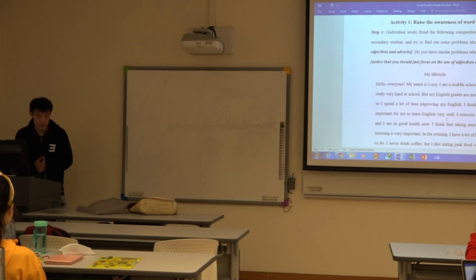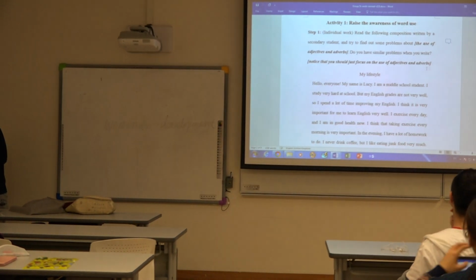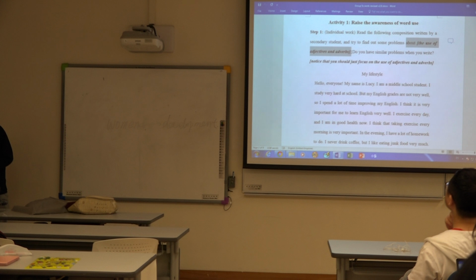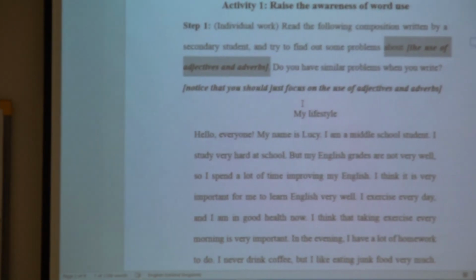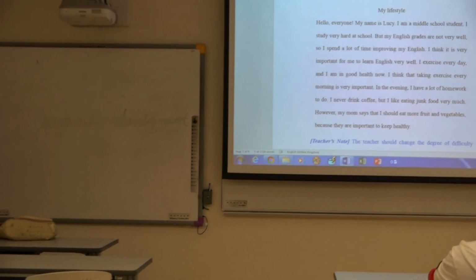So for the first activity, I would like to raise the awareness of word use. I use a very implicit way to let the students find out the words themselves, to discover it by themselves, so they can raise the awareness of word use. Step one is individual work to read the following composition written by a secondary student and focus on the use of adjectives and adverbs. And I will ask them, do you have similar problems when you write compositions? Okay, so let's take a look at the composition called My Lifestyle.